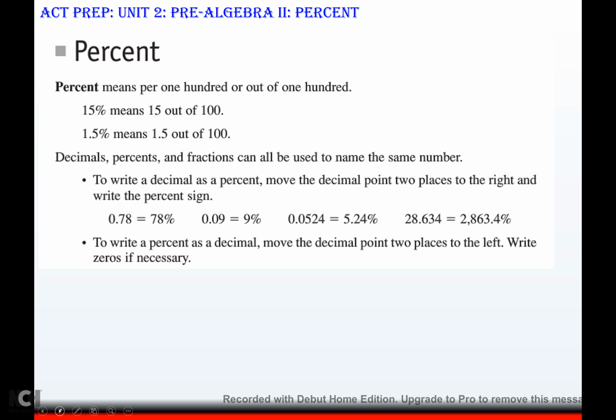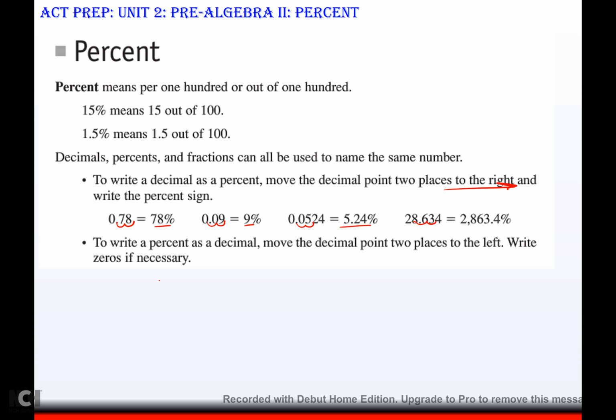To write a decimal as a percent, you move the decimal 2 places to the right and write the percent sign. So 0.78, 2 places over makes it 78%. 0.09, 2 places to the right makes it 9%. 0.0524, 2 places to the right makes it 5.24%. 28.634, 2 places to the right makes it 2,863.4%.